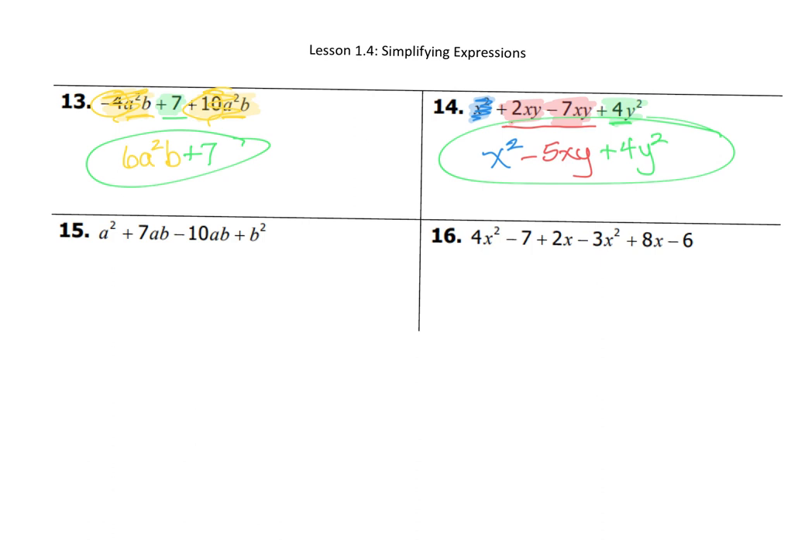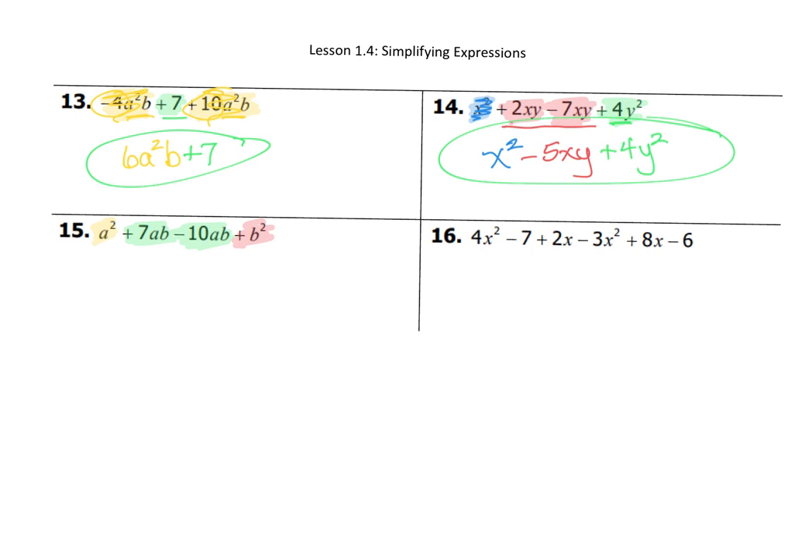Okay, number 15, we have a squared plus 7ab minus 10ab plus 1b squared. So we have an a squared here that would only go with another a squared, but we do not have one, so it's by itself. We have positive 7ab that can go with another ab term, so negative 10ab. And then b squared is by itself. Again, a squared and b squared, they're not the same letter, even though they're squared. They're different terms, so we keep them separate.